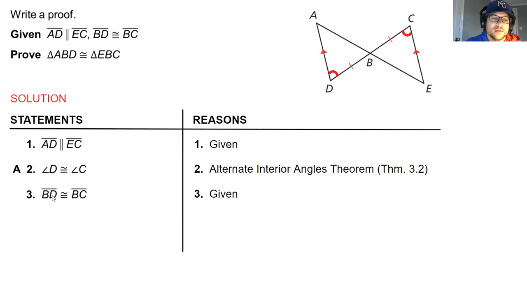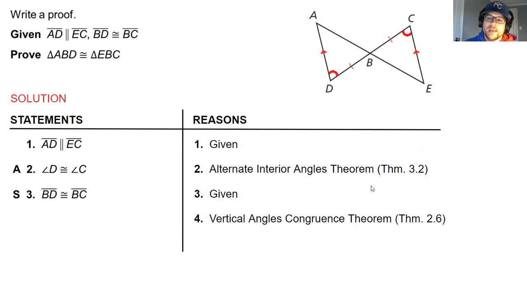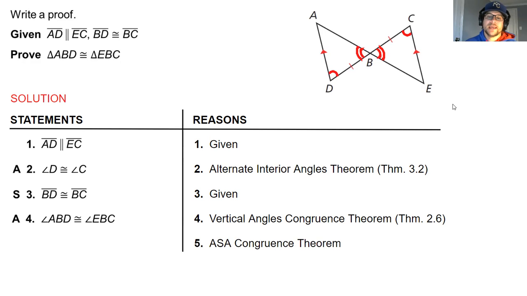Then you're given BD is congruent to BC. Go ahead and mark that S because it's a pair of sides. And then because of the two lines that are being intersected, by the vertical angle congruence theorem, the angles where the two lines cross at B can be marked congruent, and that is another pair of angles. So it looks like we have two angles and the side that is between both of them. So we can say by ASA congruence theorem that ABD is congruent to EBC.